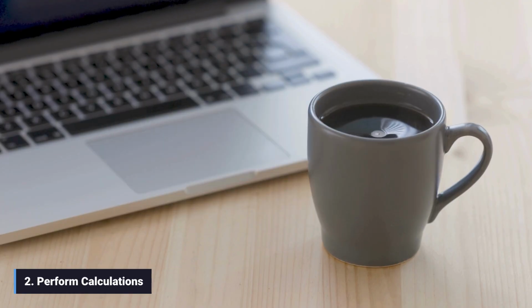2. Perform calculations. We calculate the subtotal using multiplication and addition. We also define a tax rate and apply it to find the final total cost using multiplication.